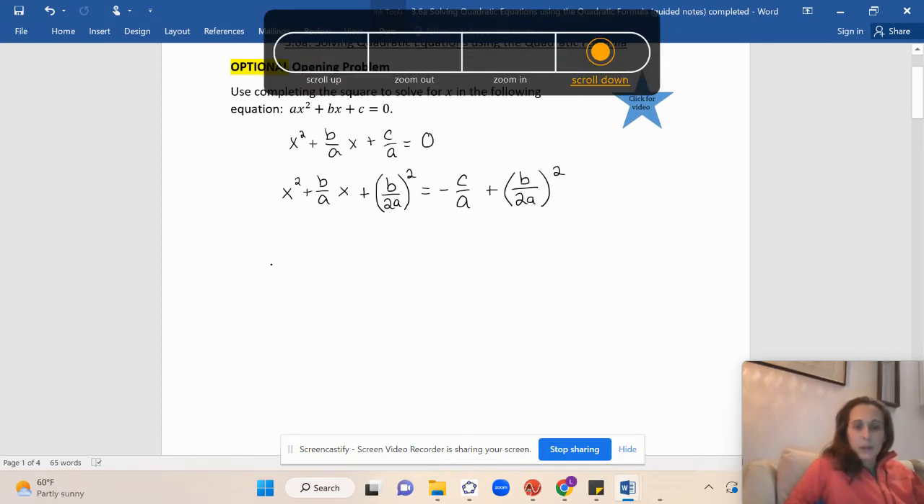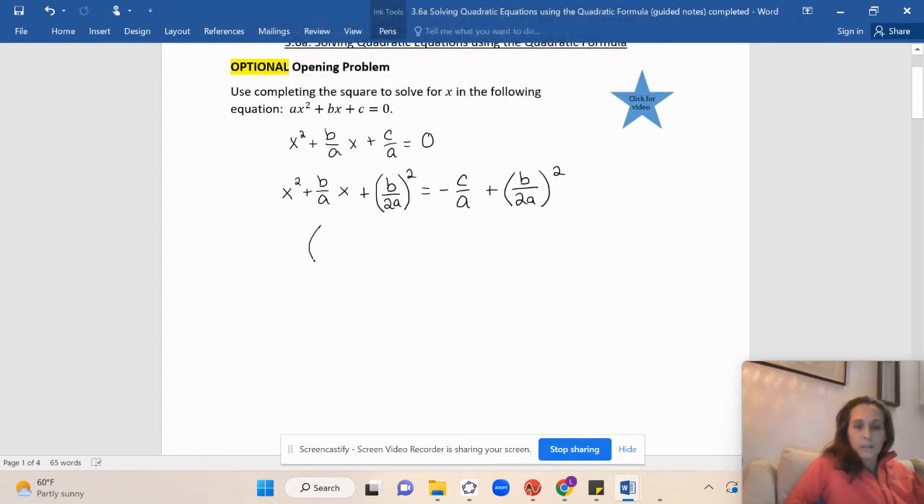Next, we will go ahead and factor this perfect square trinomial. That becomes x plus b over 2a squared equals, we have c over a plus, we're going to square b over 2a. So that becomes b squared over 4a squared. Okay, so the right-hand side is looking a little bit messy.